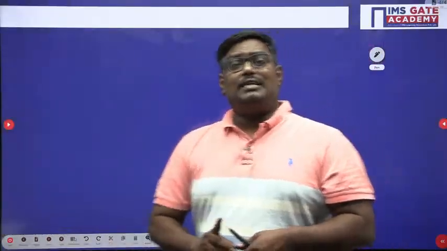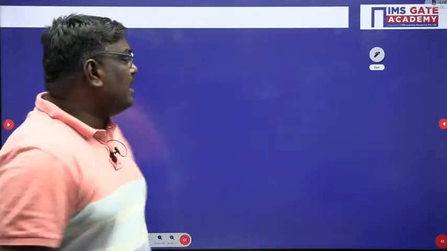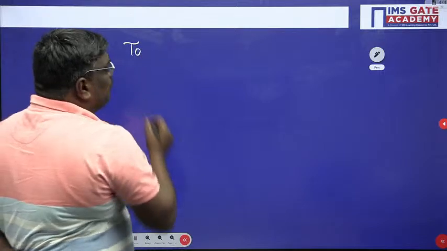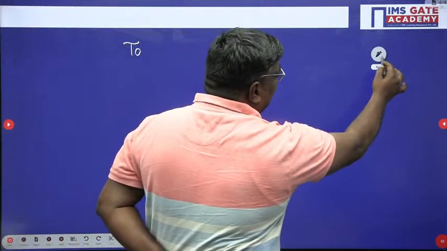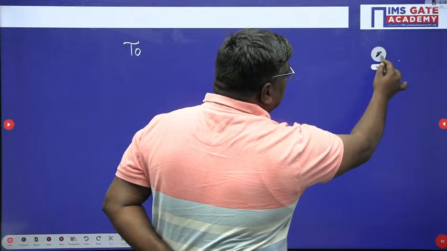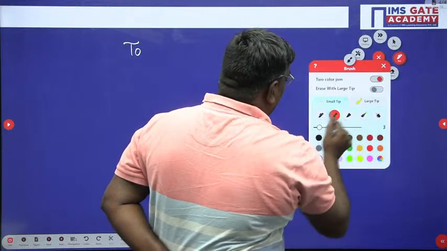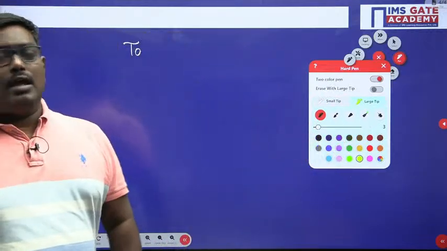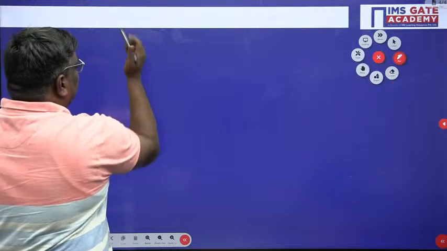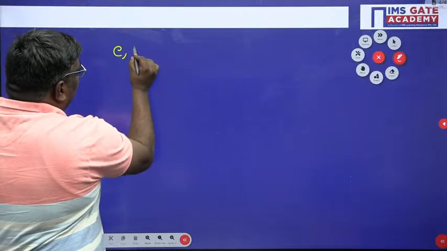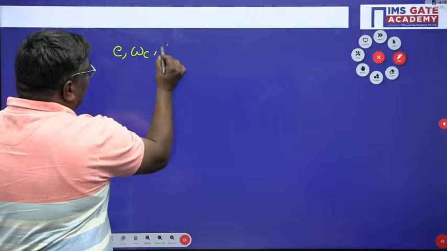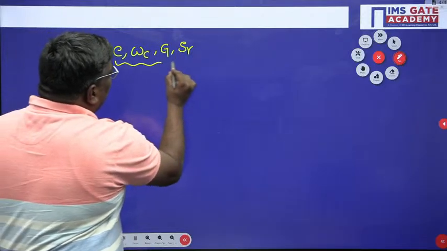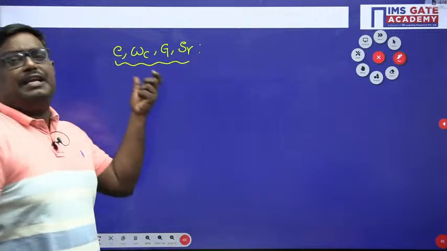Now let us start the subject, my dear students. In today's session, first I would like to tell you what the important formulas are. We have void ratio, water content, specific gravity and degree of saturation. My dear students, we have to develop a relation for these 4 terms.